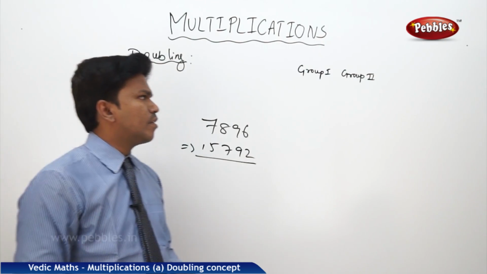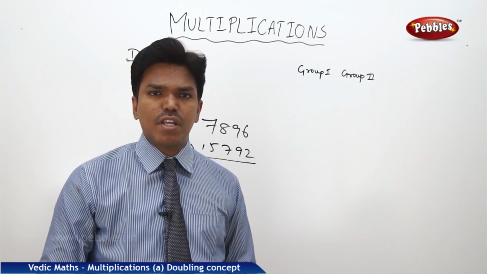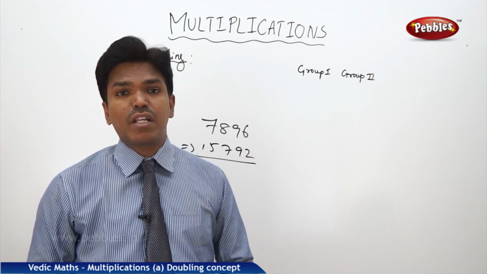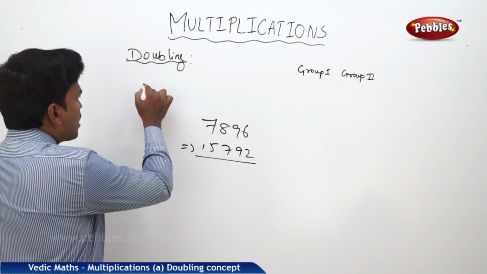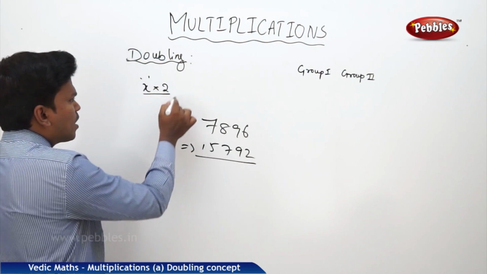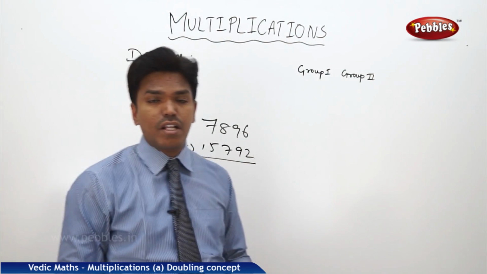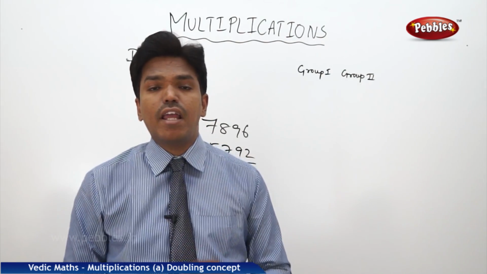There is a method. Here also doubling is nothing but adding a number to the same number to get the result. Yes or no? At the same time, another meaning of doubling is multiplying a number by 2. If you multiply any number, say x, by 2, the result is doubling. But here also we are going to multiply a number by 2 only, but in a different way.